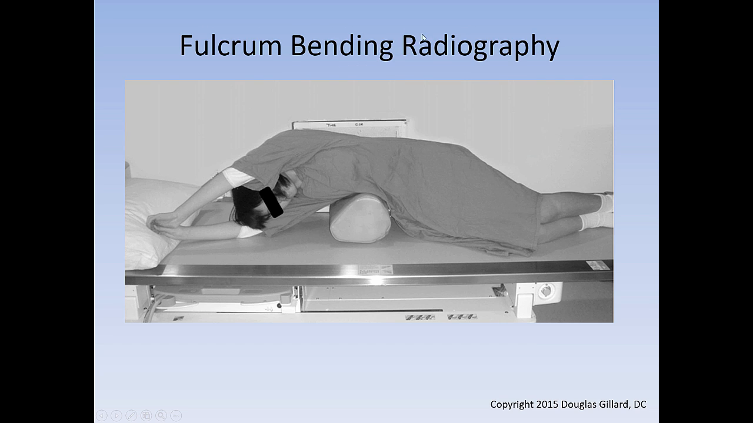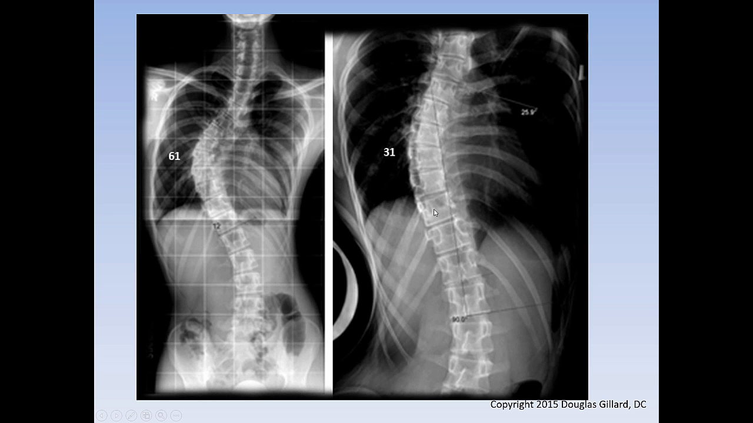Okay, here's a new system coming in called fulcrum bending radiography, where you put a soft block here. So this patient would have, this would be her right side. If she has an apex to the right, we're going to test the bending to the right to see if those curves reduce to under 25 degrees. Here's an image of it. Okay, there's the roll right there.